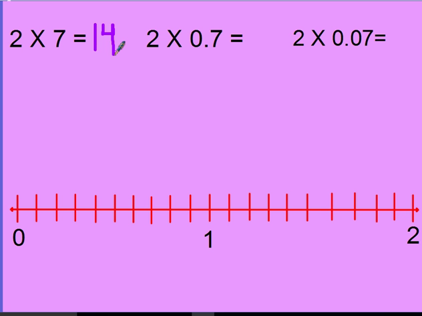So let's use running as a context for this problem. If Joshua runs 7 miles every day for 2 days, how far did he run? Well, we know he ran 14 miles. What if he ran 7/10 of a mile for 2 days? Do you think he'd run more or less than 14 miles? Well, I think it will be less because this is a whole number. That's 7 whole miles. This is only 7/10 of a mile, so it's not even a whole mile.